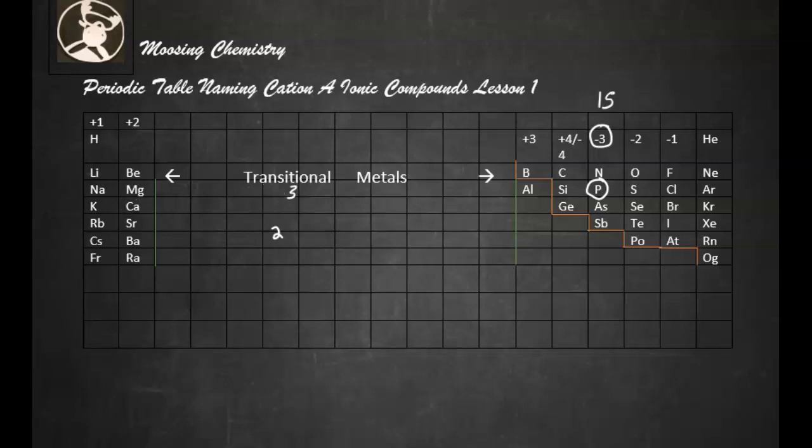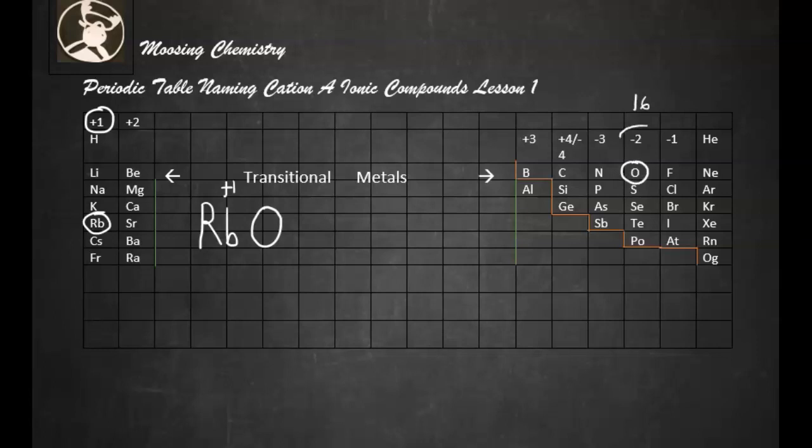Let's try another one. Let's try, for example, rubidium, Rb. And we're going to use oxygen with that one, okay? So rubidium, right here, is in group 1, has a +1 charge. So we put a +1 right there. And oxygen, well, it's in group 16. Here's oxygen, and it has a -2 charge, right? So we're going to write -2 there.